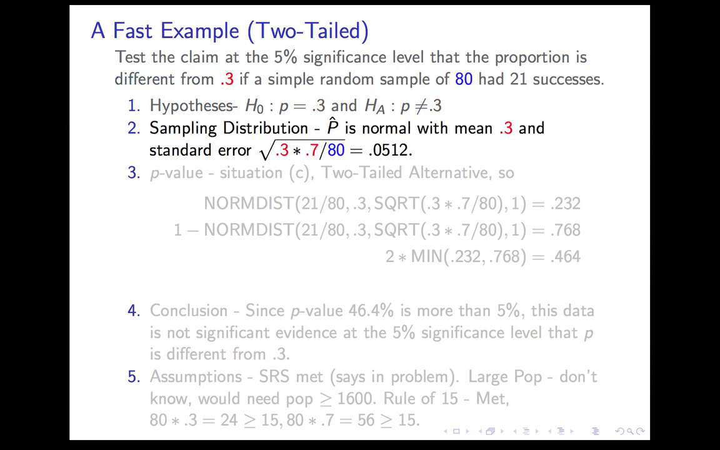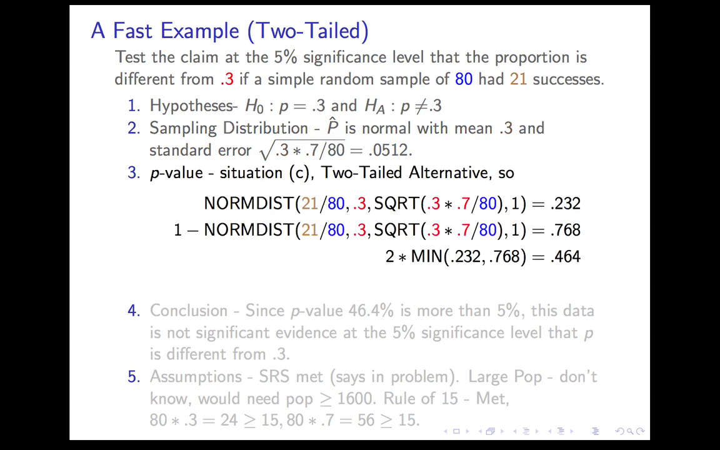Step 2, sampling distribution. P hat is normal with a mean of 0.3 and a standard error of square root of 0.3 times 0.7 over 80, which is approximately 0.0512. Step 3, this is the big step. Since it's a two-tailed alternative, we first do that norm dist calculation. Norm dist, first slot is your data. 21 over 80 is your P hat. Second slot is your test proportion. Third slot, your standard error using the test proportion, fourth slot is 1. That works out to 0.232.